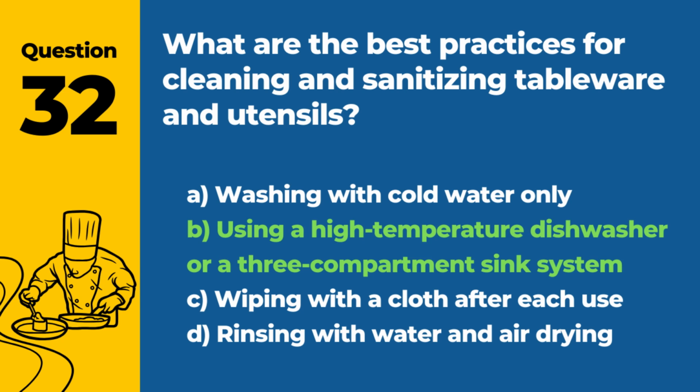Answer B. Using a high-temperature dishwasher or a 3-compartment sink system. Best practices for cleaning and sanitizing tableware and utensils include using a high-temperature dishwasher or properly using a 3-compartment sink system. Wash, rinse, and sanitize to ensure effective cleaning and sanitization.